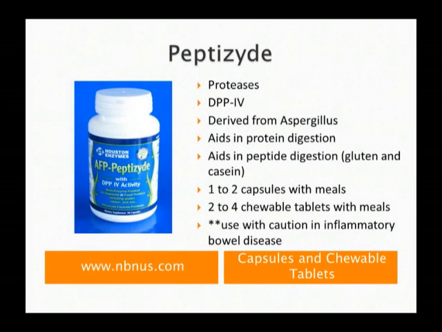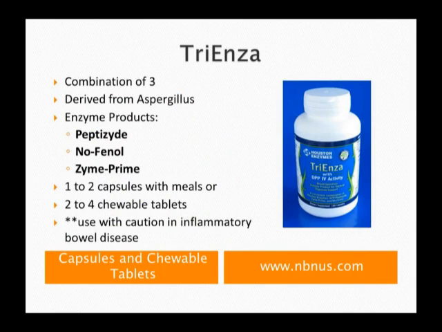Peptizide is a nice enzyme. This helps in protein digestion, specifically with respects to peptide digestion for gluten and casein. The nice thing about the Houston enzymes is they come in capsules and chewable tablets. Usually 1 capsule per meal for every 2 chewable is a good rule of thumb. There's no specific dose based on age or weight for these enzymes, but that's generally where I start with most kids. And then again, the Trienza is a nice combo enzyme. So if you really have a hard time picking which one to use, I prescribe a lot of the Trienza, and it's a good way to go.